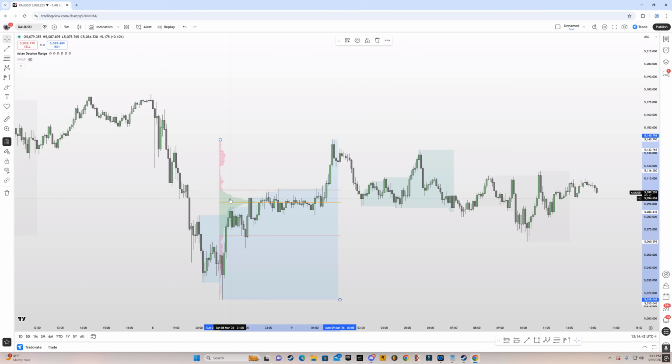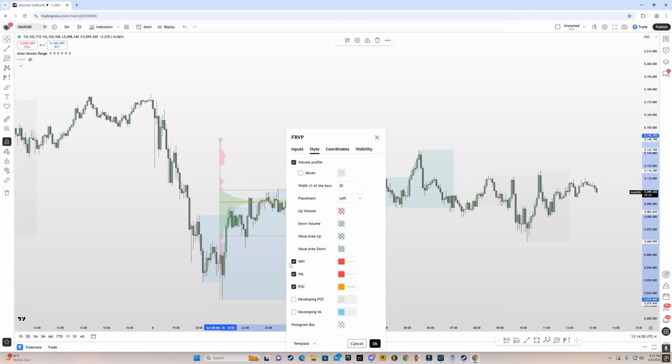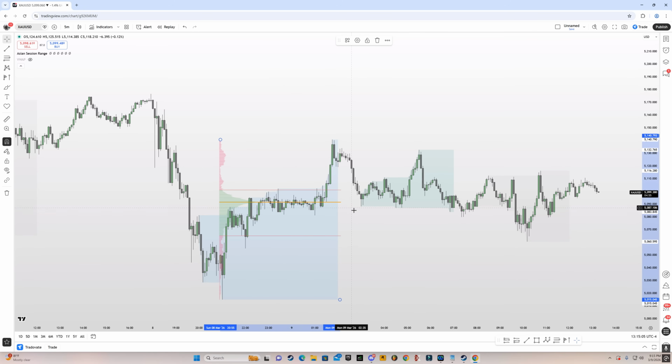So double click on this. For the row size, we need it to be at 1000 and the value area volume at 70. Then go to style and enable the value area high, enable the value area low, and the point of control. I have these set to red, red, orange. And then you can decrease the opacity of these colors so it doesn't look cluttered.